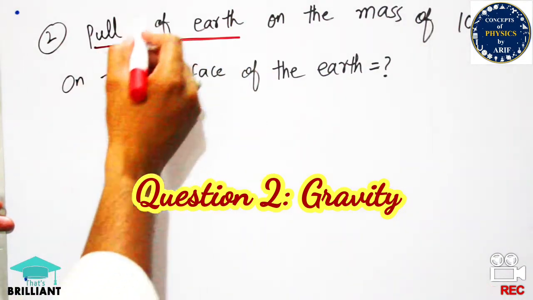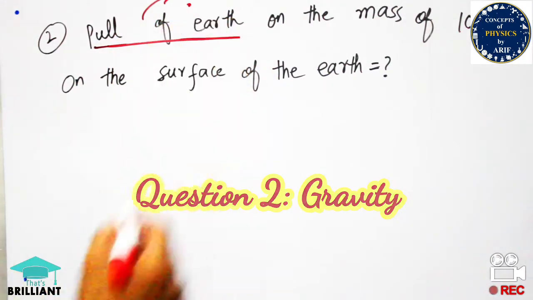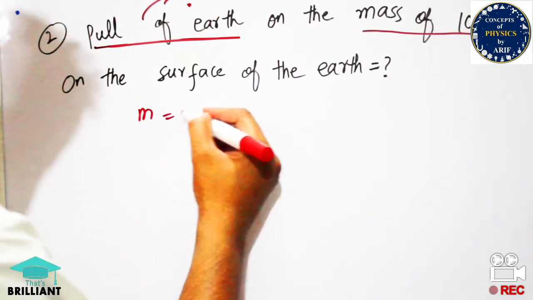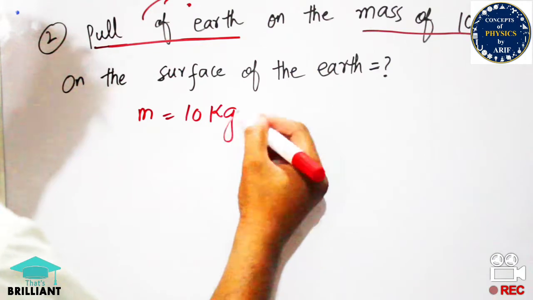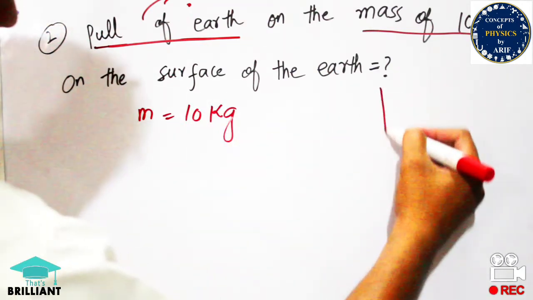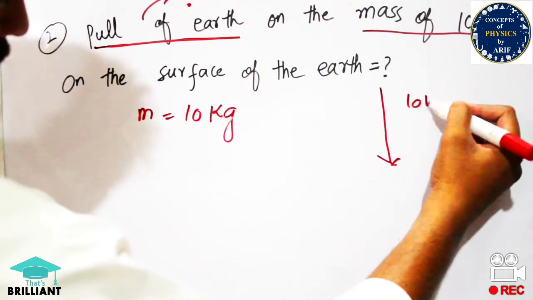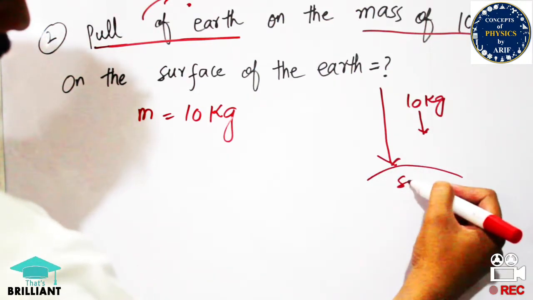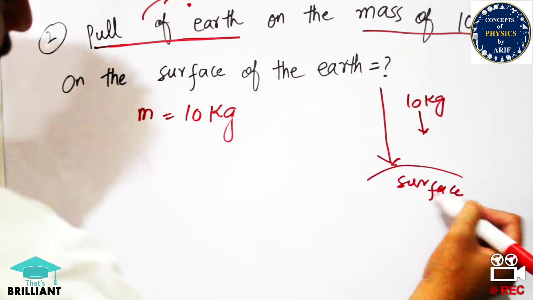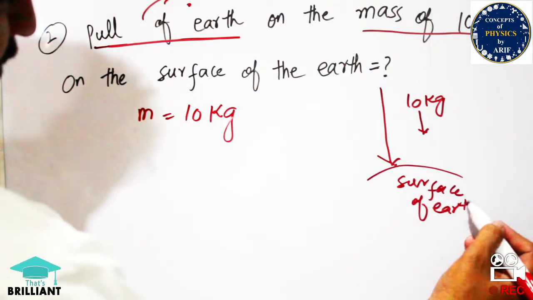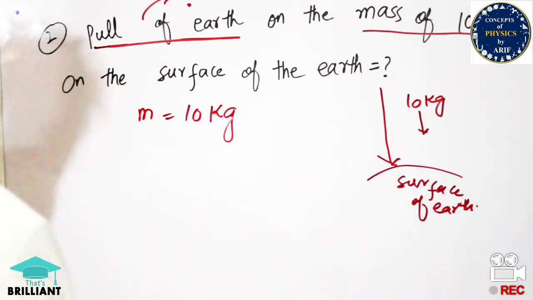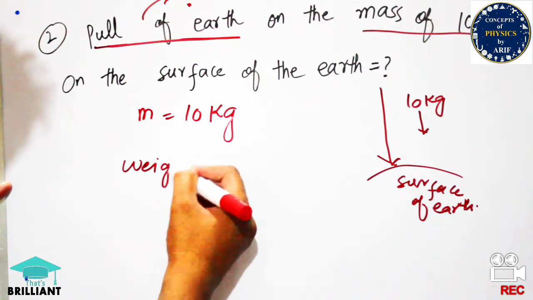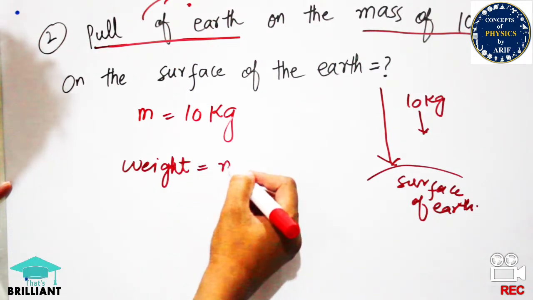In the next question, we are asked the pull of earth on the mass of 10 kg on the surface of the earth. It means we need to calculate the pull of earth, or the weight due to gravity. Mass is equal to 10 kg, which is given, and we know the formula on the surface of the earth, because the body is at some height and going downward. After reaching the surface of the earth, what will be the weight, or the pull of earth due to gravity?